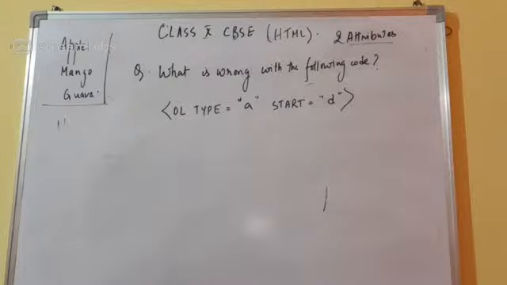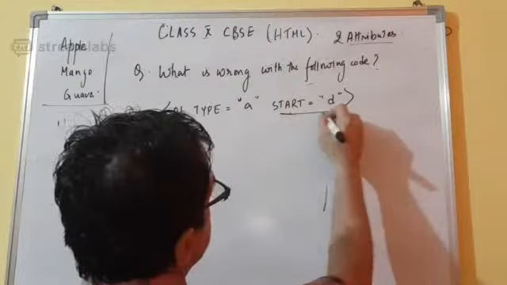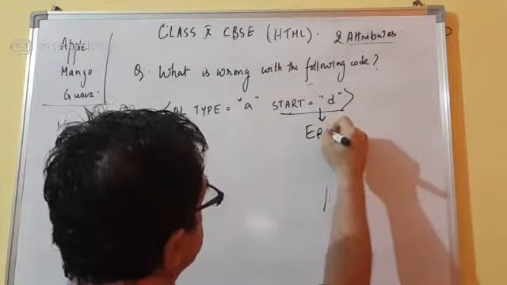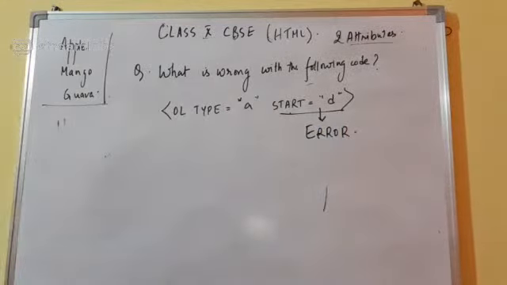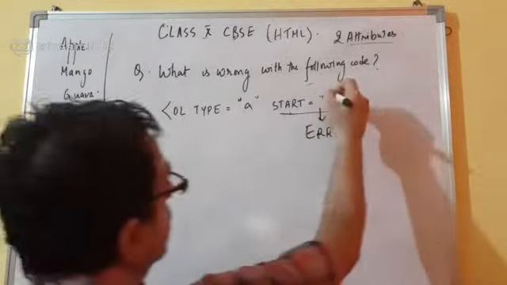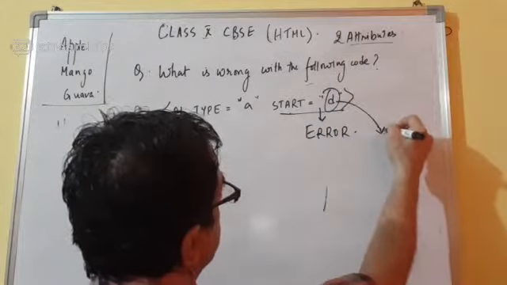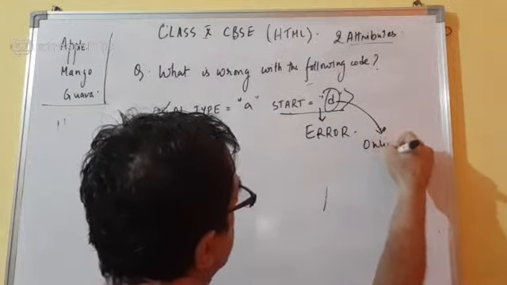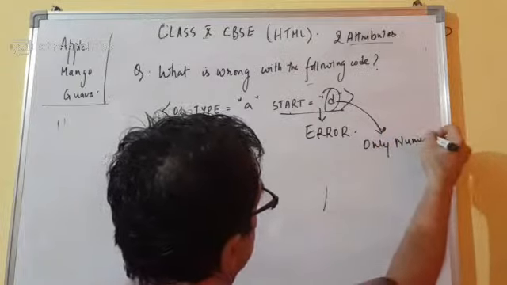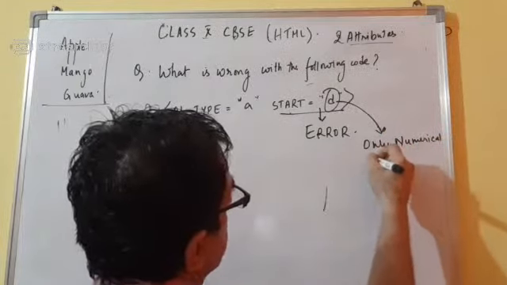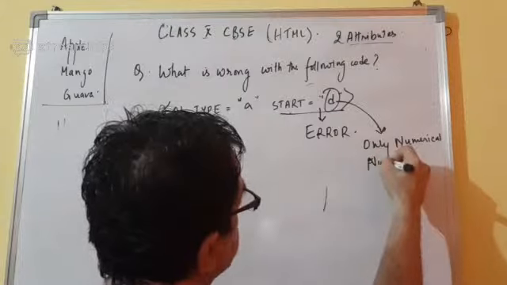What is wrong with the following code? Is there any doubt? This particular part is having an error. So what error is it having? The error is that this particular attribute could only have numerical values. Only numbers are allowed.